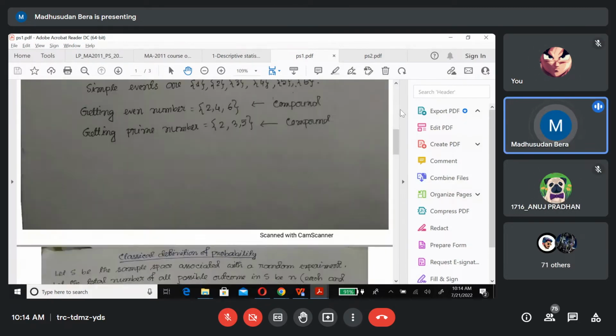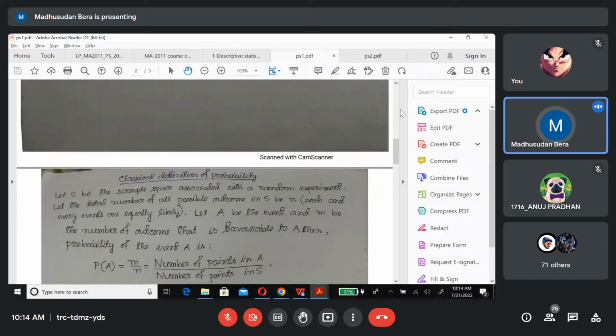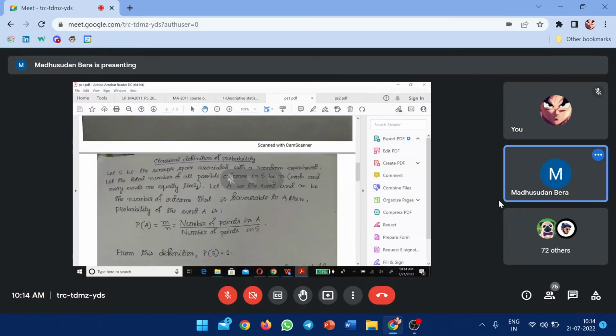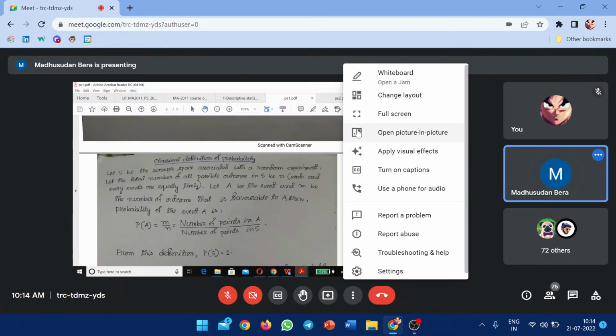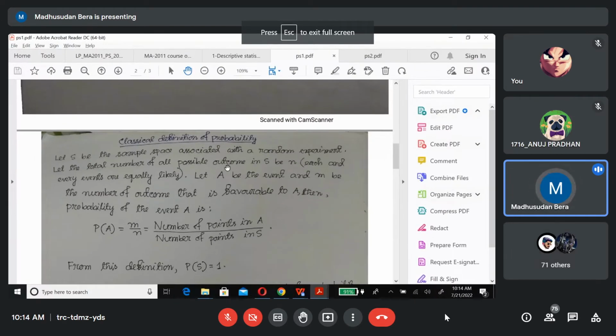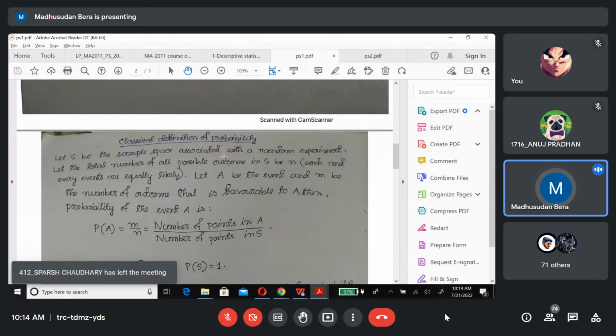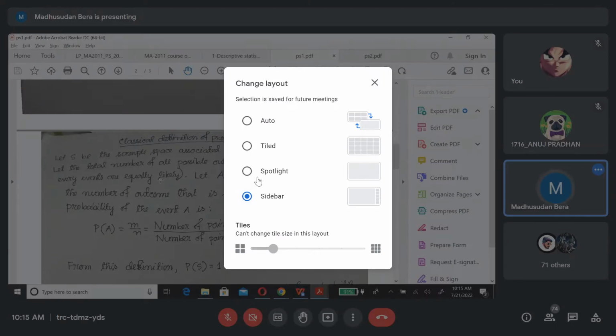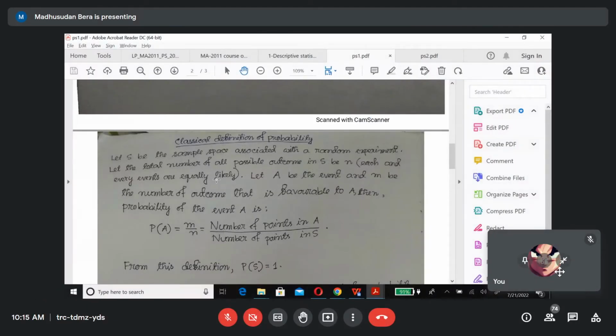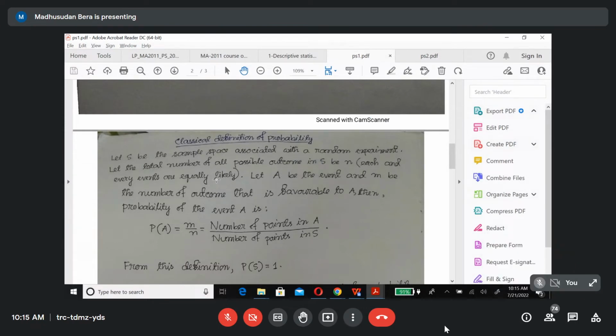Now we go to the classical definition of probability. That already we know. See, S be the sample space corresponding to a random experiment. Suppose the total number of all possible outcomes in S be n. So total number of outcomes is n. So that means we are assuming the number of outcomes is finite, means S contains a finite number of elements. Each and every element is equally likely. Means the probability of the occurrence of each of the simple events is the same.